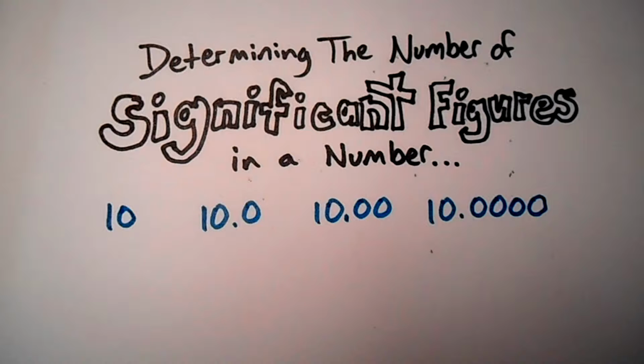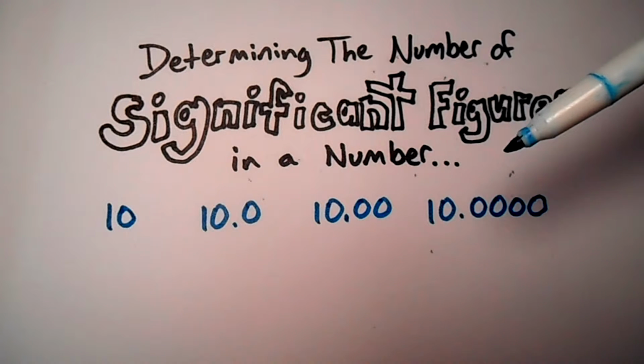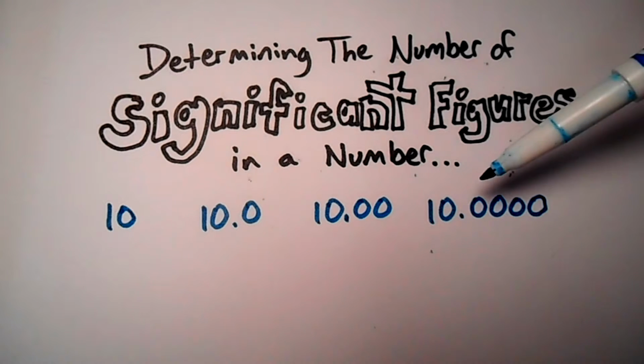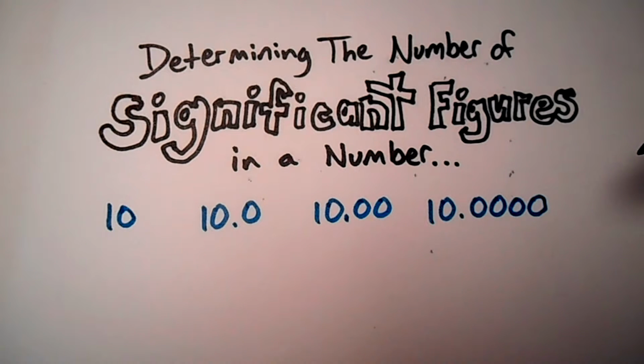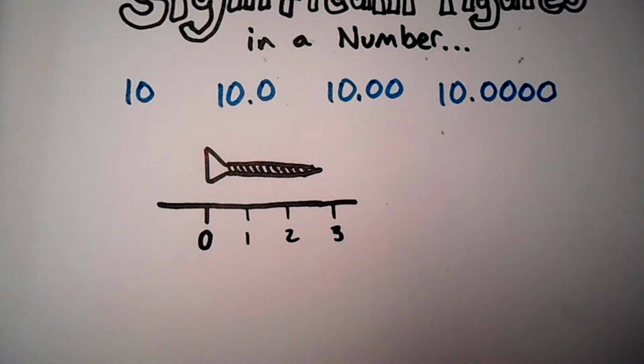This is the concept of significant figures. It's all about being honest with how well you actually know that number. Depending upon how many digits your number ends up having in your measurement, you are reporting how well you know that measurement. Let's do a little bit of practice here.